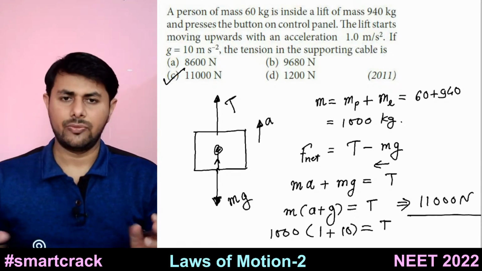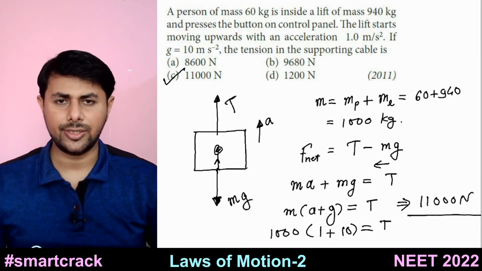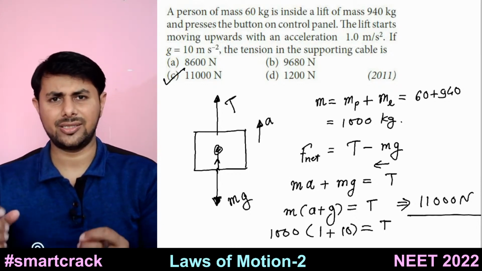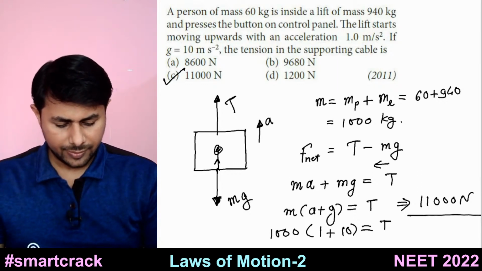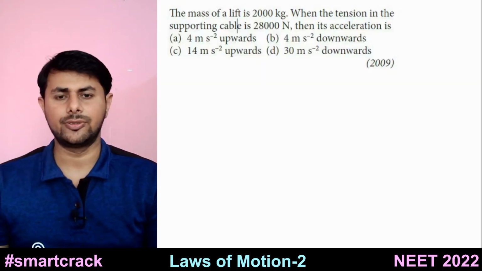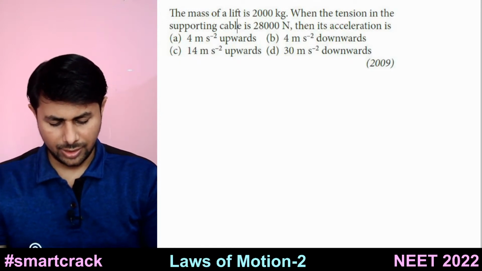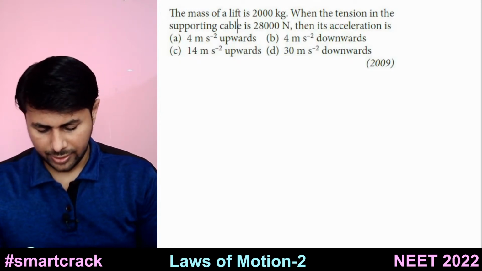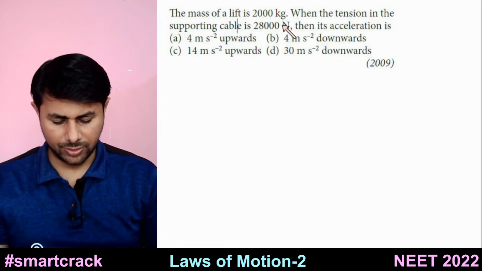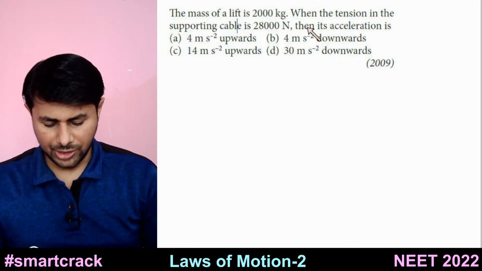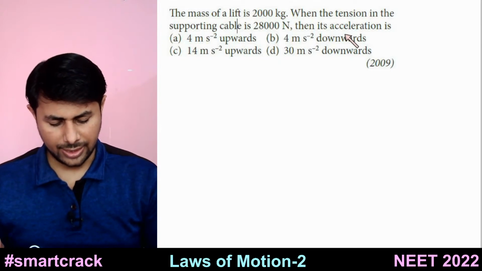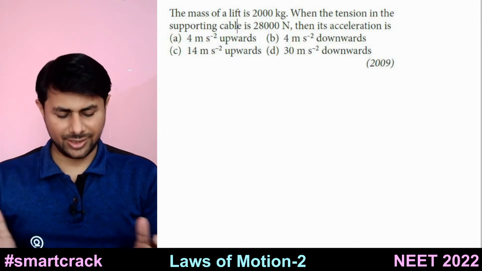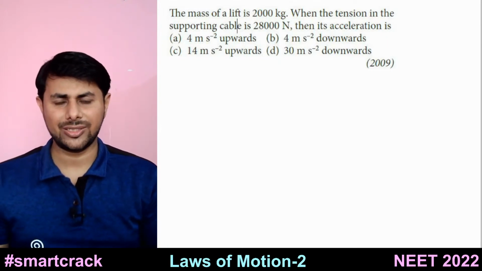Okay, very straightforward, very simple question. But it takes some time. All right, so let's move to the next problem. Again, it is based upon a lift. The mass of the lift is 2000 kgs. When the tension in the supporting cable is 28,000 newtons, then the acceleration is? Now it is very similar to the previous question.